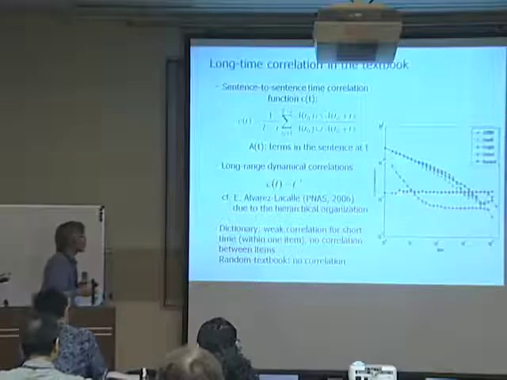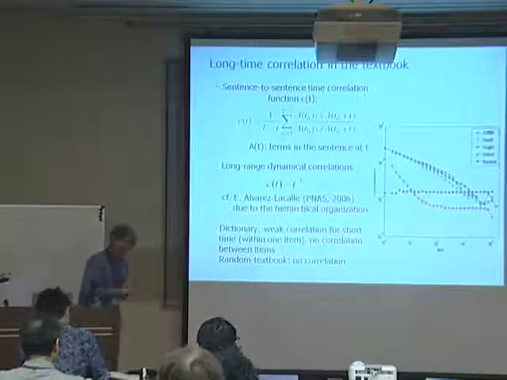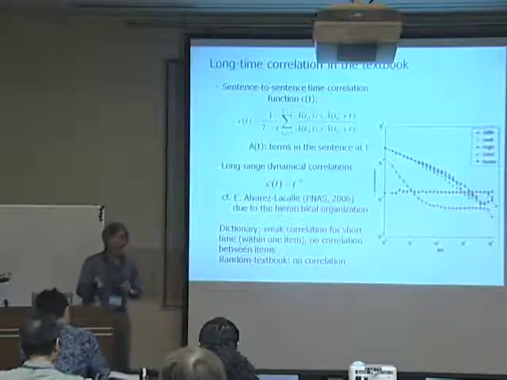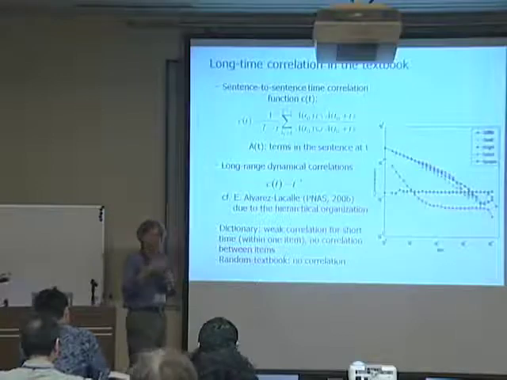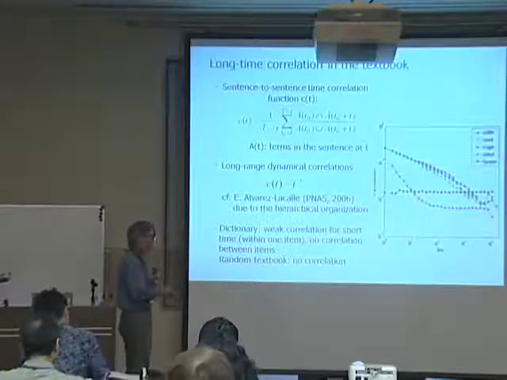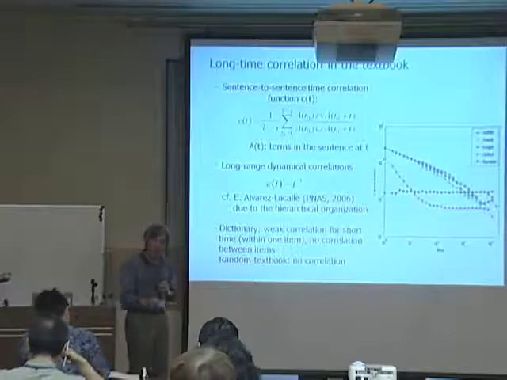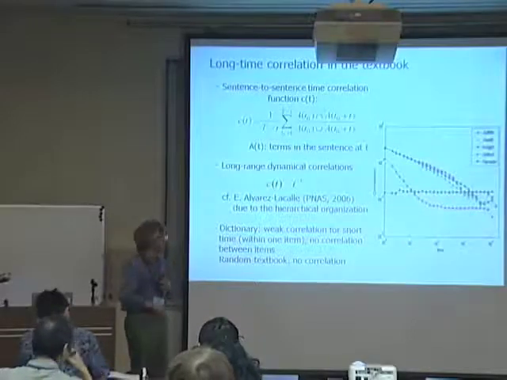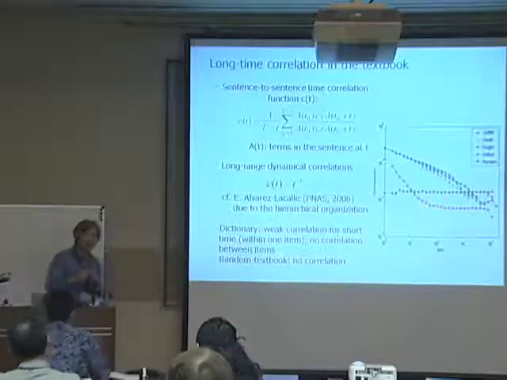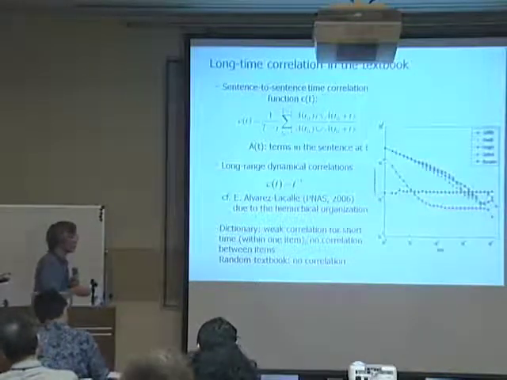But in the case of the dictionary, the behavior is quite different. Typically, one item in a physics dictionary is described by about 10 sentences. So within 10 sentences, the correlation is preserved, but beyond that, the correlation is completely lost. Also, in the case of a random textbook, the correlation is lost.